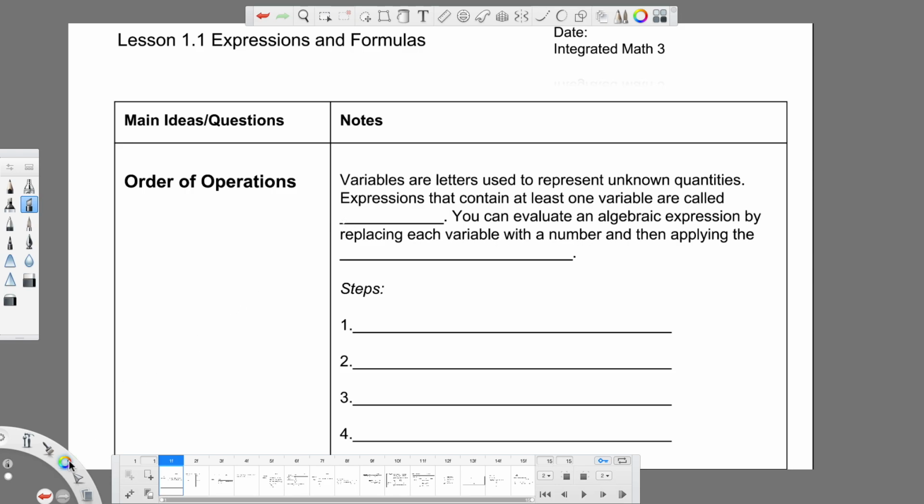Algebraic expressions. I know my handwriting is sloppy, and I'm writing too big, so we need a little bit more room there, but you can see it written here. You can evaluate an algebraic expression by replacing each variable with a number and then applying the order of operations.